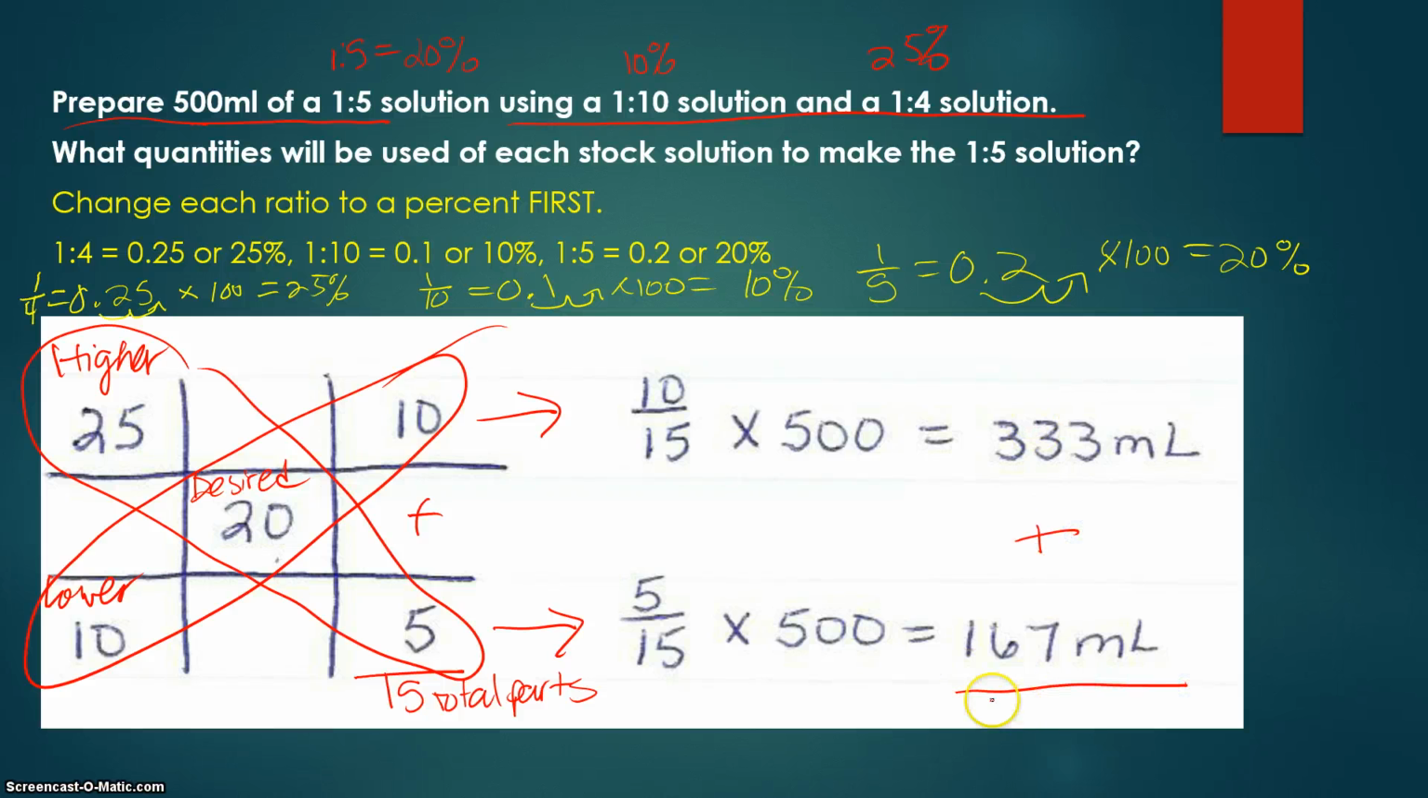You add this up to check your answer. 333 plus 167 should give you 500 ml. If it doesn't, you know you got the answer wrong. Okay.